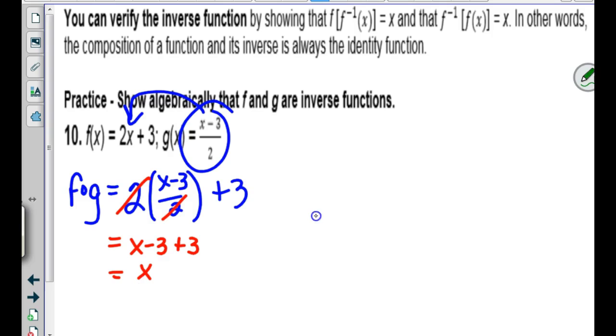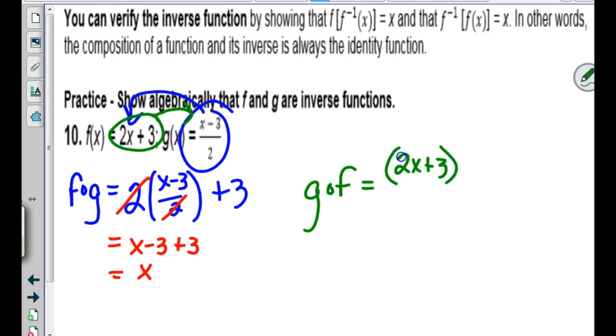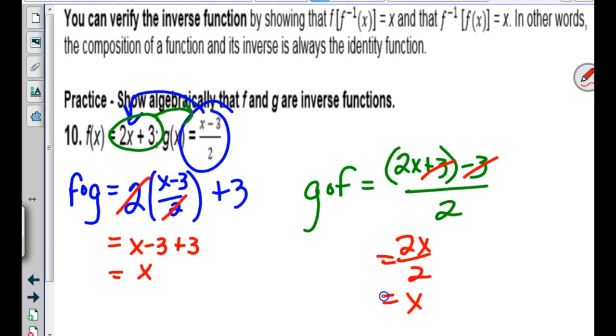All right, now we need to go the other way. So how do we do this one? This means put f into g, so I have 2x plus 3 minus 3 all over 2. What happens first? Okay, so I end up with 2x over 2, which is x. Okay, that's showing that they're inverses.